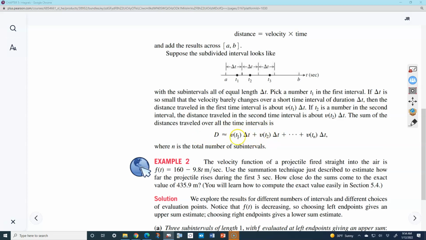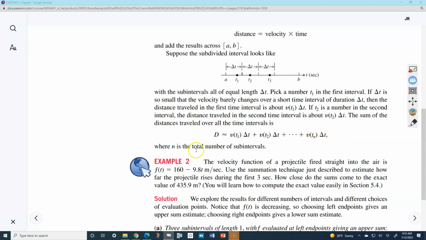So this is just saying the same thing we just said. The distance traveled would be approximately equal to the velocity at time 1 times the delta t, that's the width of the little sub-interval here, plus the velocity at time 2 times delta t, which is the width of that time sub-interval again, plus dot, dot, dot, all the way down to however many velocities I took, however many times I looked down at my speedometer.